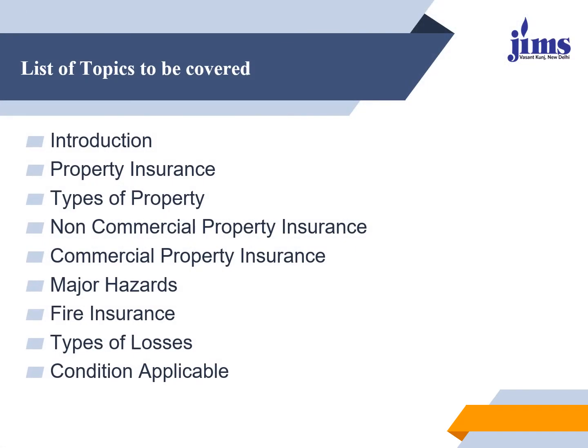The list of topics to be covered here is: introduction. Then we will first discuss property insurance. There are different types of property, and so different types of insurance, for example, commercial property insurance and non-commercial property insurance. Then there are certain major hazards related to property insurance. Then we will cover fire insurance, types of losses under fire insurance, and the conditions applicable under fire insurance.